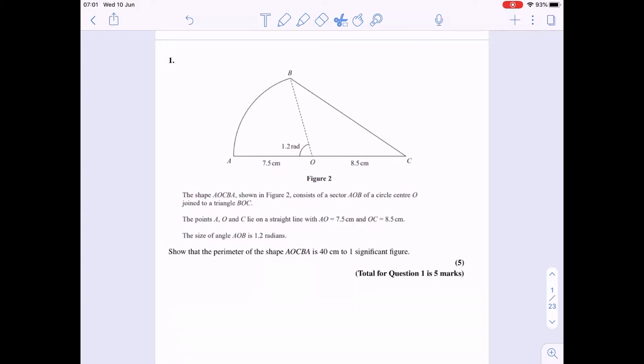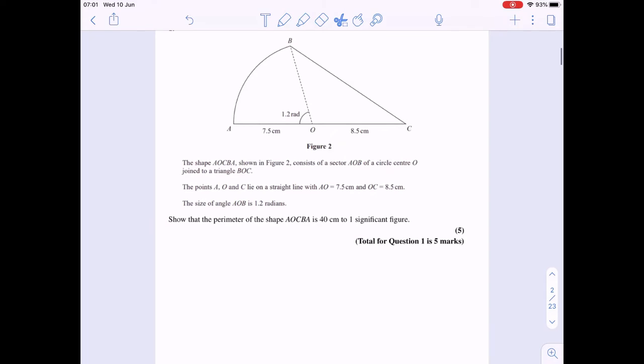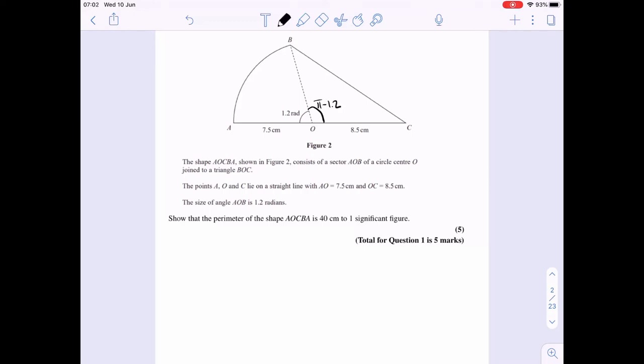consisting of a triangle and this sector. So we're trying to show that the perimeter of the shape is 40 centimeters to one significant figure, and the angle AOB is 1.2 radians. Well, so I'm looking at this and I'm thinking, well, if this is 1.2 radians, then this is going to be pi minus 1.2 radians.